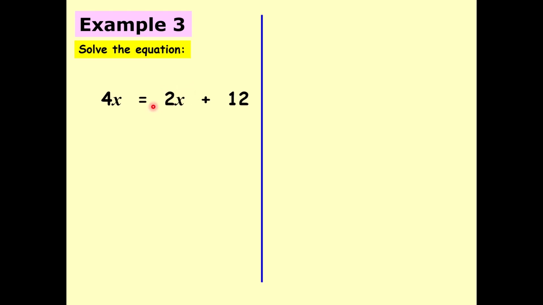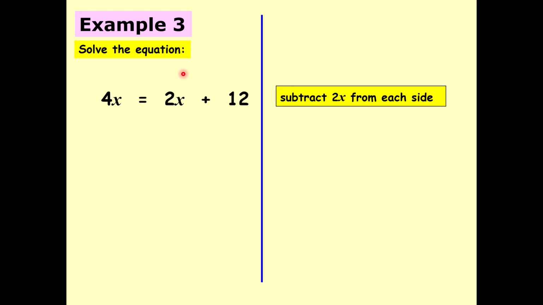So how do we get rid of a 2x? Well, we're going to subtract 2x from both sides. So 2x, take away 2x, and you have to do it to both sides. So we'll be left with 4x, take away 2x, it's just 2x here, and we'll be left with 12. So we're trying to get rid of all the terms that have got x in it. We can take away 2x from this side to cancel it out, but whatever we do to one side, we have to do to the other. So take away 2x to be left with 2x equals 12.